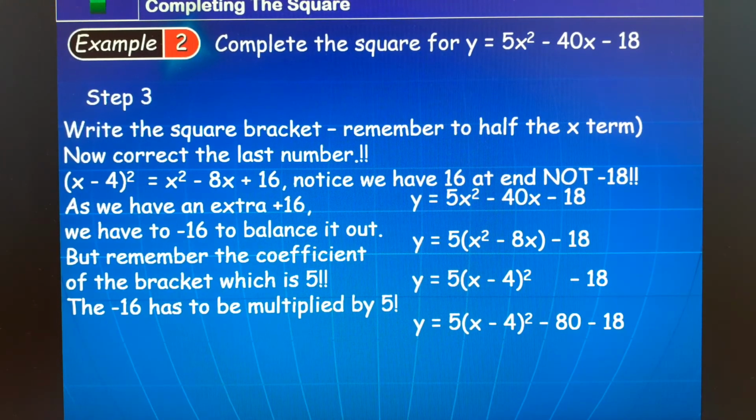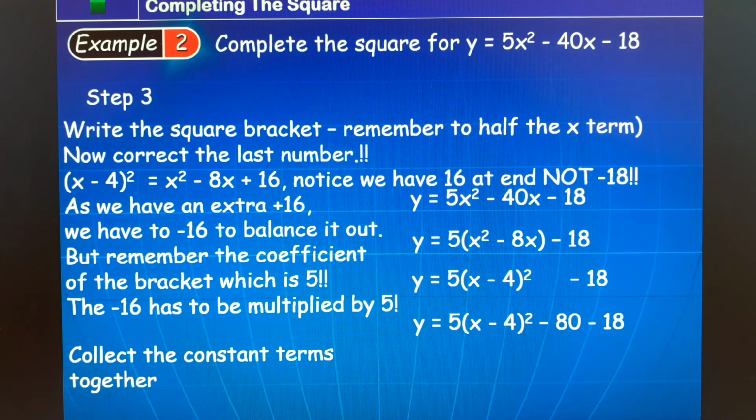Okay, so the final answer is to collect the constants together, and we have 5 bracket x minus 4 all squared minus 98. Now what would be the turning point of this? This would be the minimum value, that would be your y, and the x we would get from here. So if x minus 4 is equal to 0, the x value would be equal to 4 when y is equal to negative 98. So your turning point would be (4, negative 98).